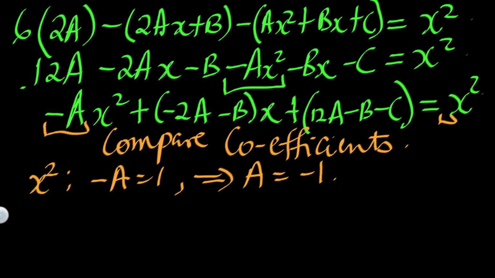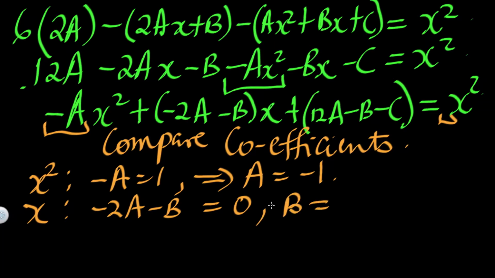Okay, now let's move on. We compare coefficients of x. On the left-hand side, the coefficient of x is minus 2a minus b, and this is equal to 0 because on the right-hand side we don't see any x there. It means the coefficient is 0. But we know our a is -1, so we can find our b. This means b is equal to -2 times -1. b is equal to 2. Now we have our b is 2. So a is -1, b is 2.